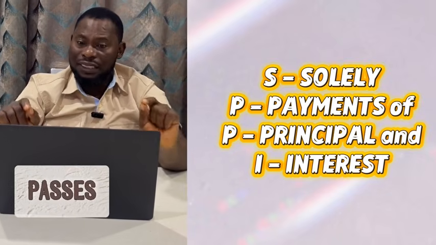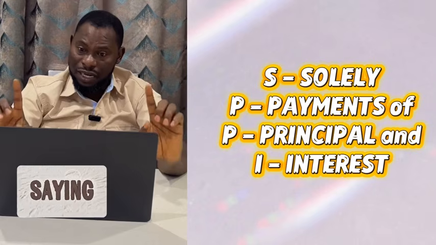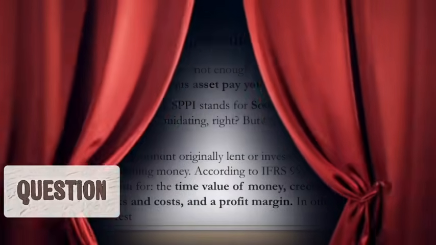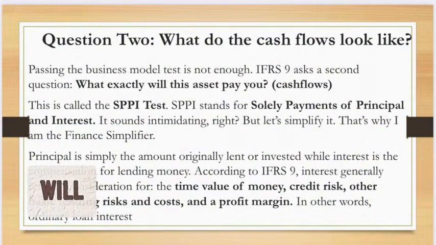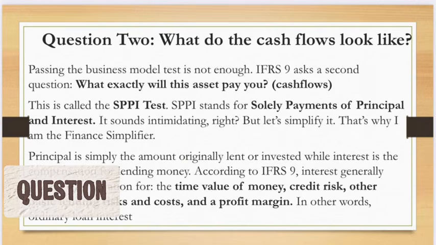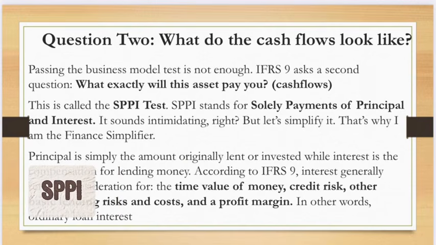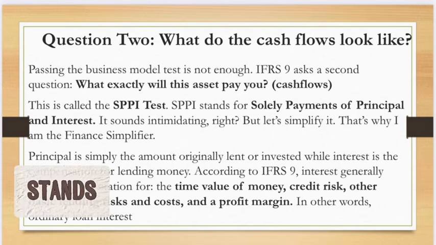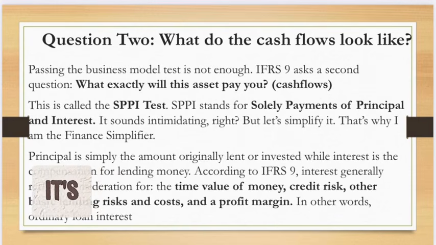So IFRS 9 is saying you have to ask this second question: what exactly will this asset pay you? What is the cash flow? That is the second question. And this is what we call the SPPI test. SPPI stands for one technical thing. It's just jargon. It means solely payment of principal and interest.